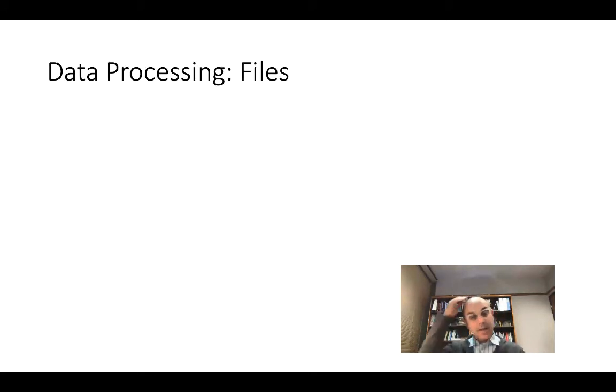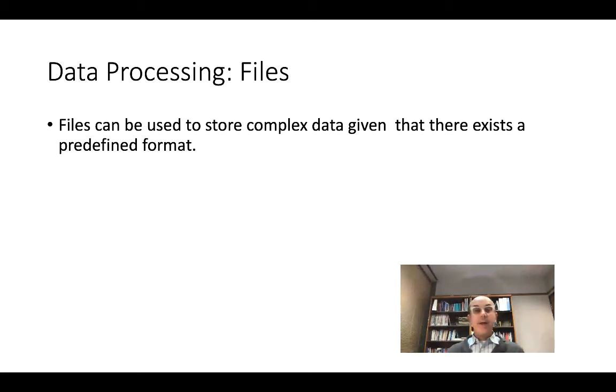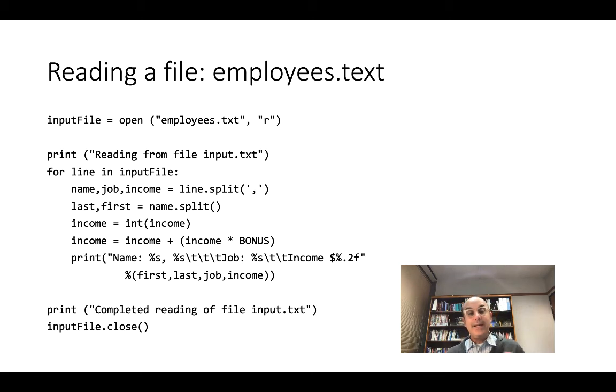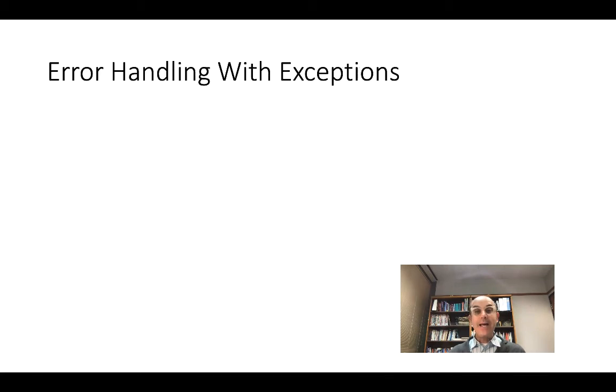Again, an example of it: data process files. Files can be used to store complex data, given that there exists a predefined format. For example, employee text: last name, first name, occupation, and income. If I do that in real time, I will say print, and for the line in input, I will say name, job, income in line split, and I will show you what it consists of in order for me to summarize my data.